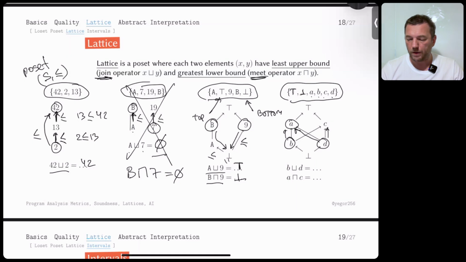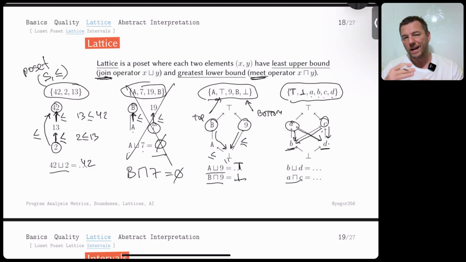And the same problem arises if we go down and try to meet from, for example, A and C. From A and C, we go down and we meet here, or we go down and we meet here. Because it's not possible to find a least upper bound or a greatest lower bound, this is not a lattice.